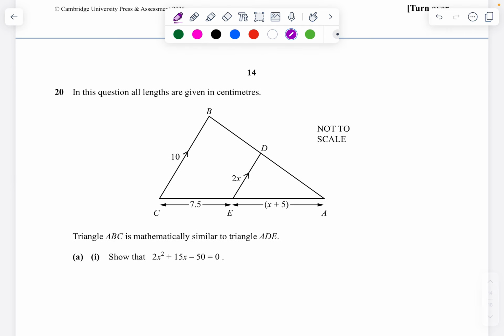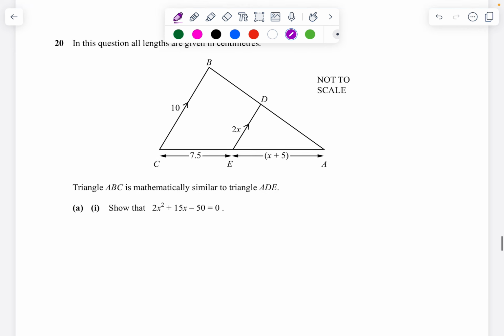In this question, all lengths are given in centimeters. Triangle ABC is mathematically similar to ADE. Show that. So whenever they are similar, the ratio of the corresponding sides is the same. So for that, what am I going to do? I have to find the two triangles. First triangle is ADE and another triangle is ABC.